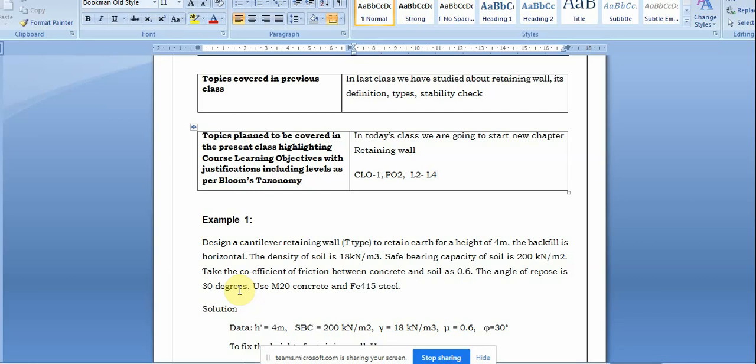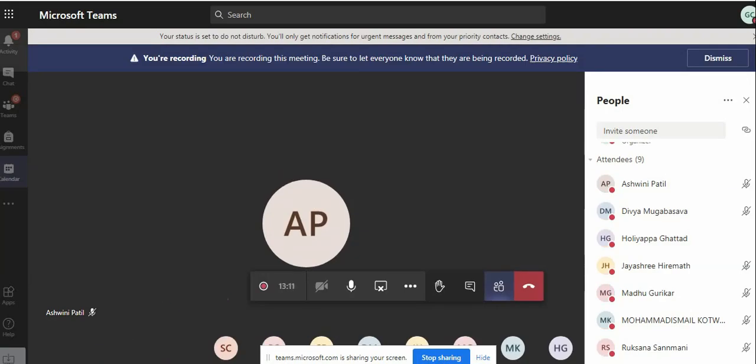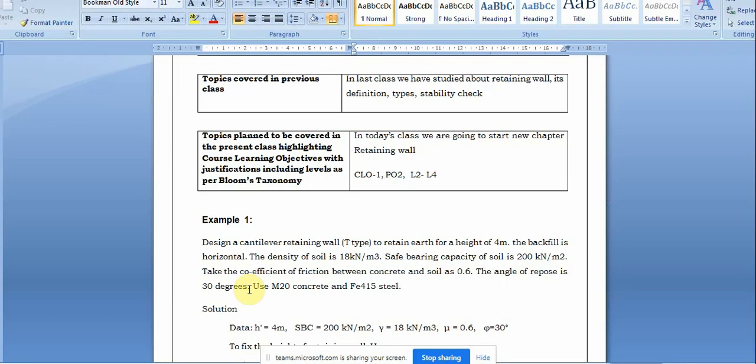If it is unsafe against stability, redistribute the dimensions of the retaining wall. Then once again check the stability. Once it is safe, then move forward to design the components separately, that is stem, heel and toe. By taking one example now, you will come to know exactly what should be done here. So let us consider a retaining wall here. One example is taken.